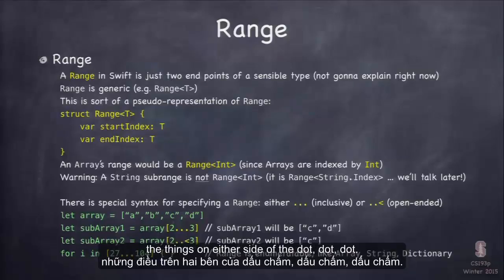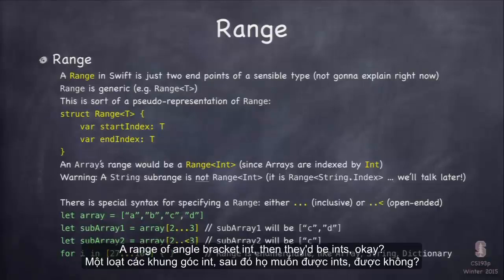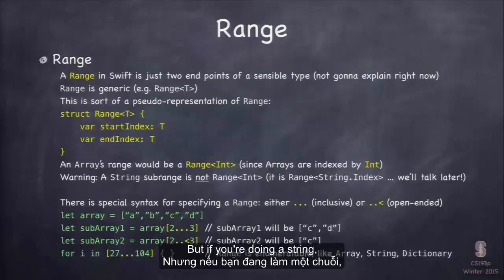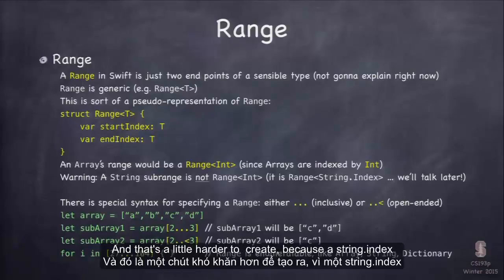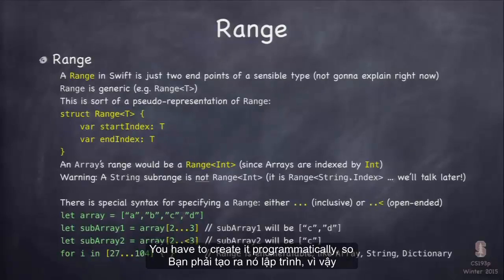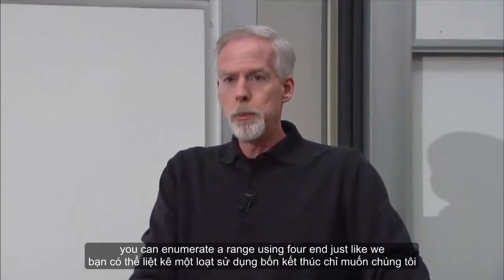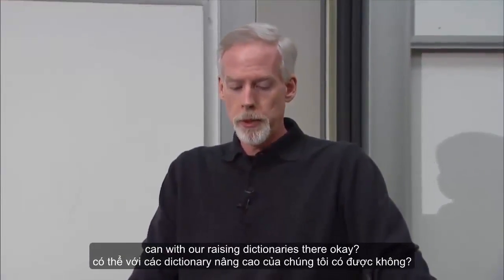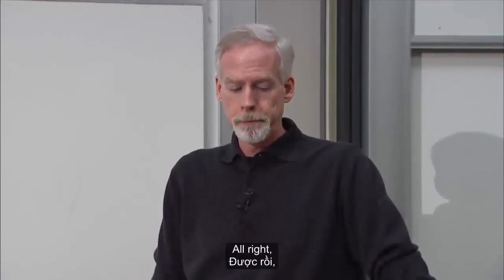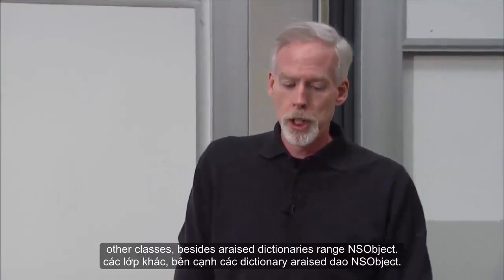Okay, and the things on either side of the dot dot dot depend on what kind of range you're creating. If you're creating an int range, a range of angle bracket int, then they'd be ints. But if you're doing a string, they have to be string.indexes. And that's a little harder to create because a string.index can't be created from a numeric literal. You have to create it programmatically. So we'll talk about that in about 10 slides or so. And you can enumerate a range using for in, just like we can with arrays and dictionaries. Okay.